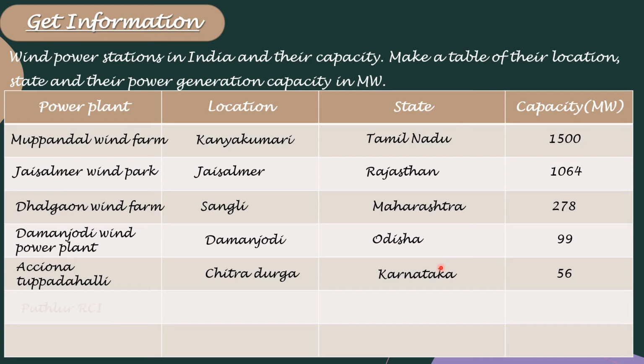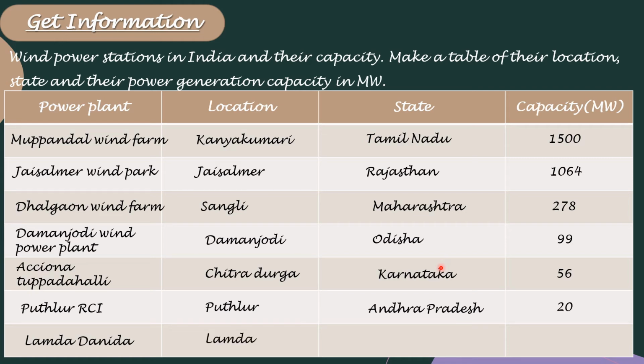Then the next is Putlur RCI power plant. It is located in Putlur in the state of Andhra Pradesh with the power generation capacity of 20 megawatt. Then the next wind power station in India is Lamda Danida. Lamda Danida is located in Lamda in the state of Gujarat with a power generation capacity of 15 megawatt.